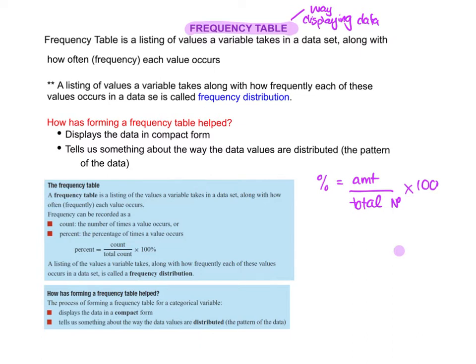Why do we use a frequency table? Instead of me seeing a whole list of the data, just say everyone's shoe size all in one list, if it's put in a frequency table, I can quickly see what is dominant or what's not so popular. So that's why we put things into a frequency table. So we can see a pattern in data, we can see a distribution, we see how it pans out.